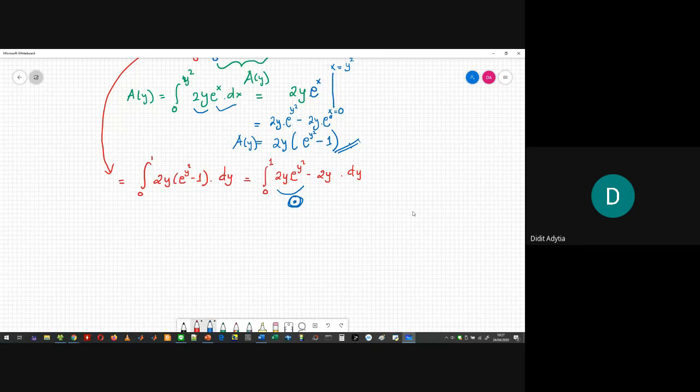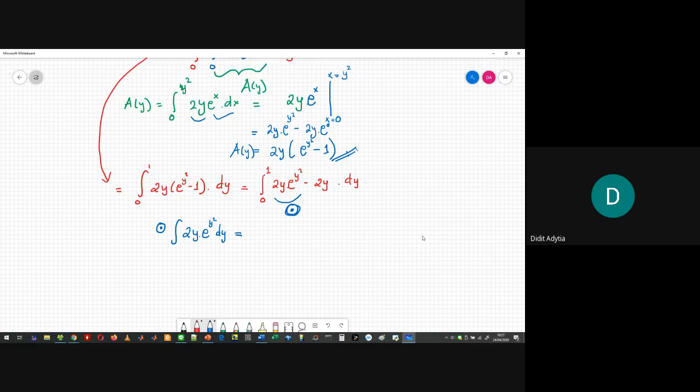This one, I mean, this circled one. How can we calculate this, 2y e to the power of y square dy? How do we do it? Does anyone remember? Anyone of you still remember? What technique should we use? Does anyone understand? Anyone of you who can answer this one?